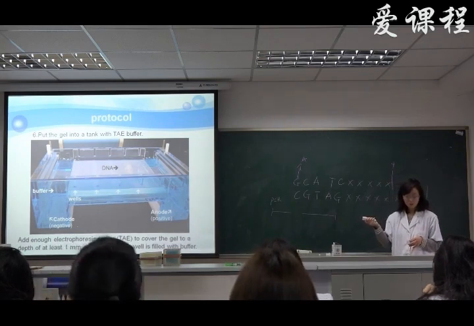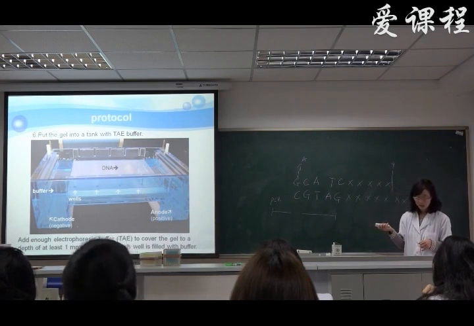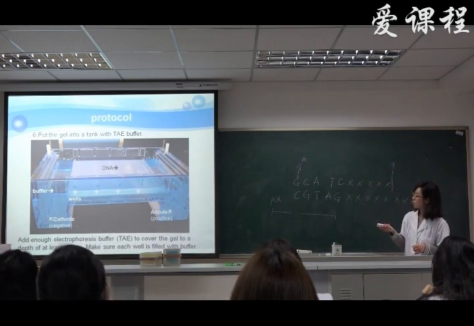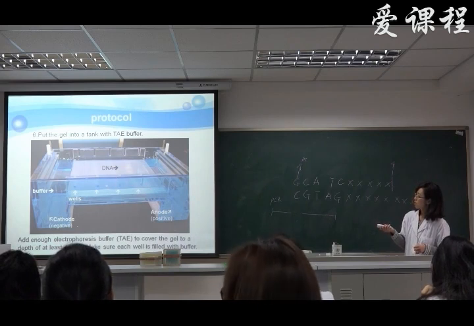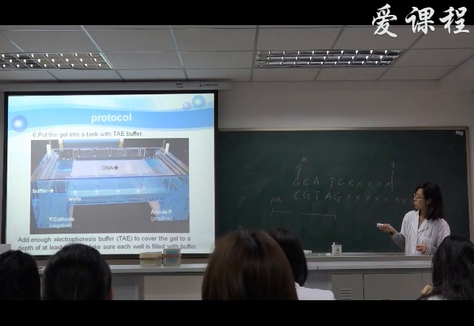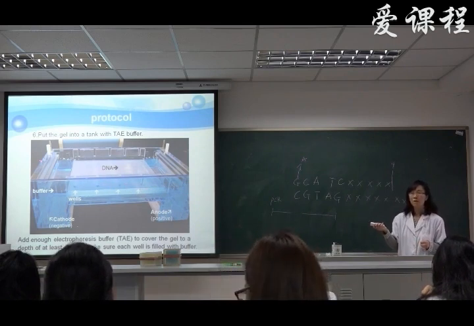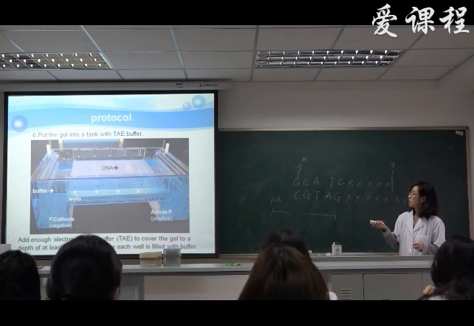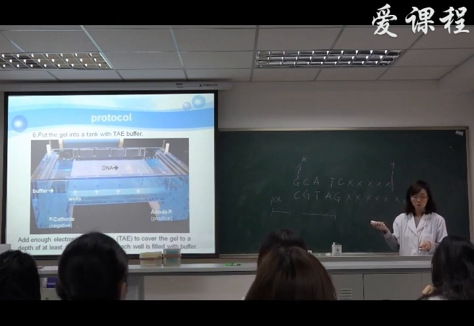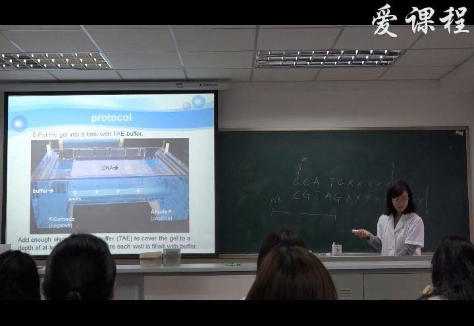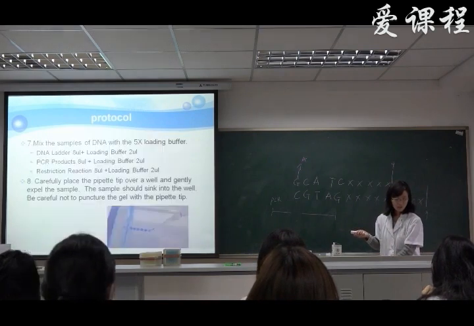So this is the tank. We just put the gel into the tank. And the TAE should cover the gel to a depth of at least 1 micrometer. Make sure each well is filled with buffer. That means in the wells there are no bubbles. This is step 6.